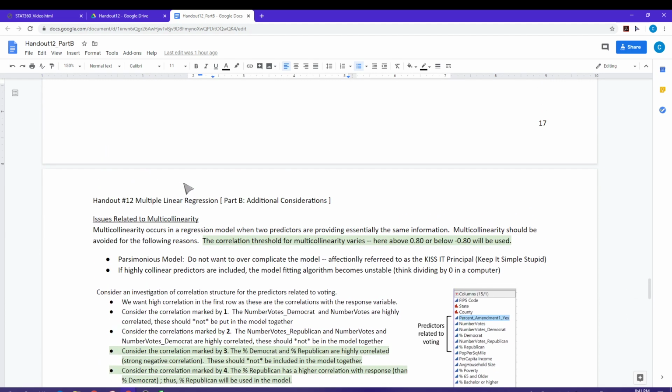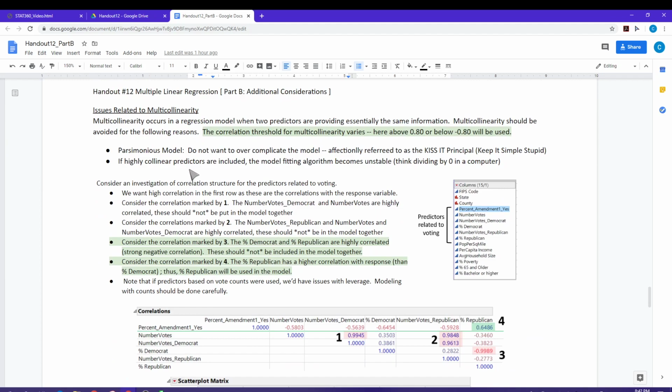So the discussion here on pages 18, 19 is related to the idea of multicollinearity. Multicollinearity occurs in a regression model when two predictors are providing essentially the same information. Multicollinearity should be avoided for a couple of different reasons.